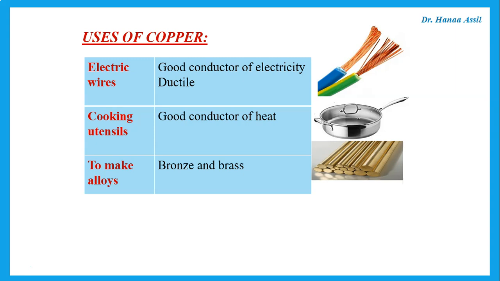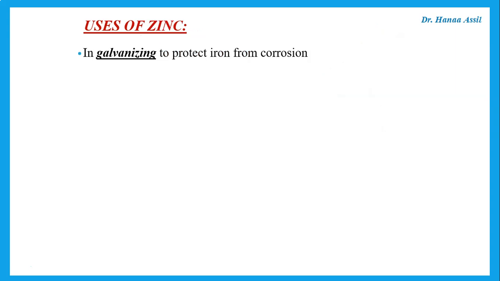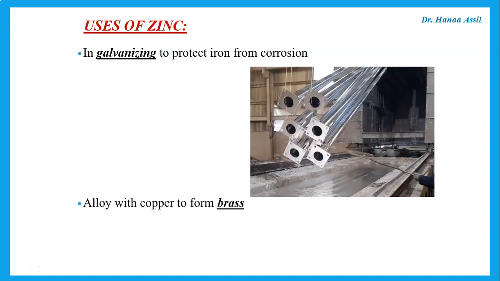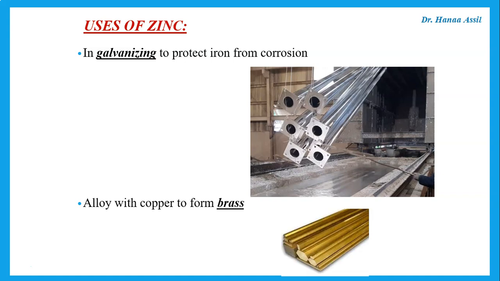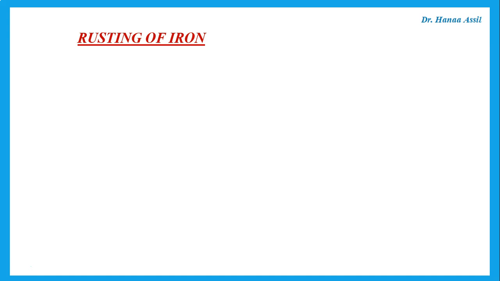Remember that copper is used in electric wires because it's a good conductor of electricity. It's ductile, that means it can be pulled into wires. It can be used in cooking utensils because it's a good conductor of heat, and it can be used to make alloys, so it's bronze and brass. These are alloys with copper. What do we use zinc for? Galvanizing, covering the iron with a layer of zinc to protect it from corrosion. Or we use it in brass, so it is used as an alloy with copper.